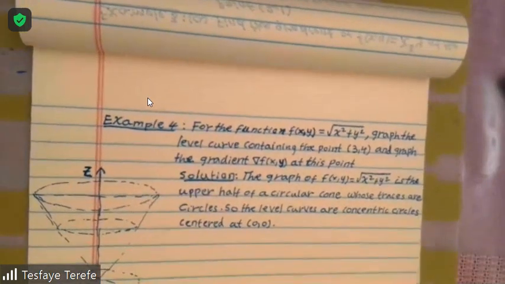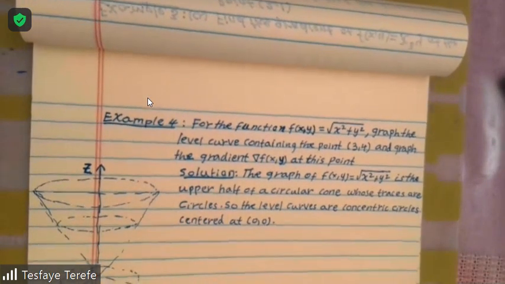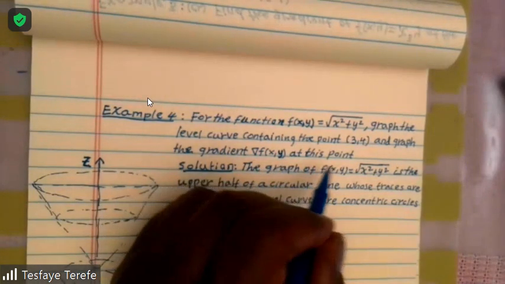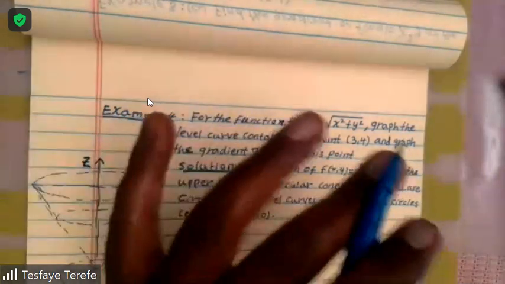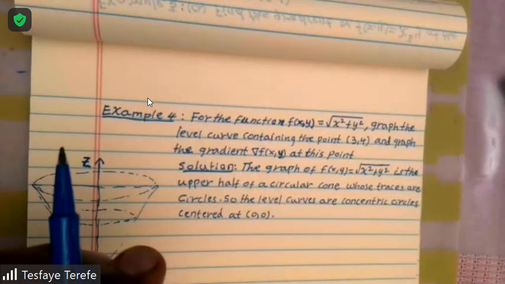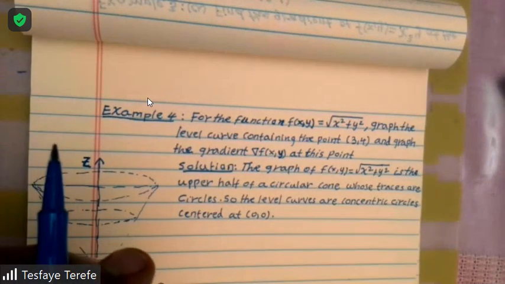So here is the example for the function f of x, y, which is defined by the square root of x squared plus y squared. I want you to graph the level curve containing the point (3, 4) and graph the gradient del f of x, y at this point, because I want to have a clear picture of how the gradient and the level curve are actually behaving. So please do that.